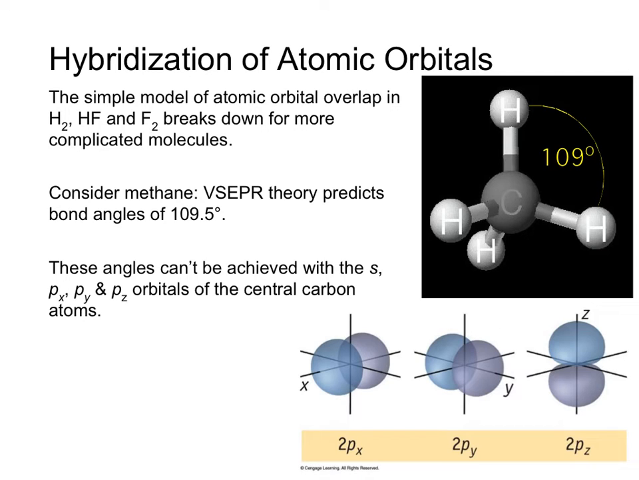For instance, when we look at a simple molecule like methane, CH4, our VSEPR theory predicts that we are going to have equal bond angles of 109.5 degrees. However, those angles are simply not able to be achieved if we consider the s and the three different p orbitals of the central carbon atom. In other words, if our orbitals remain as we have studied them before, we cannot form the molecule as we know it. So something else must be going on.